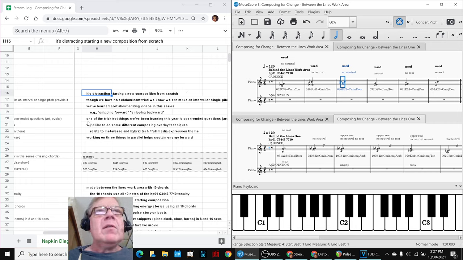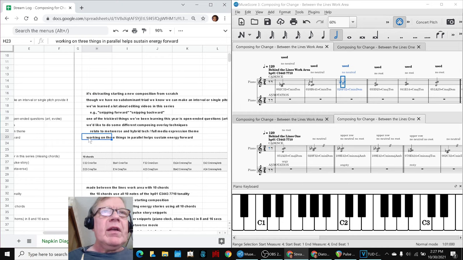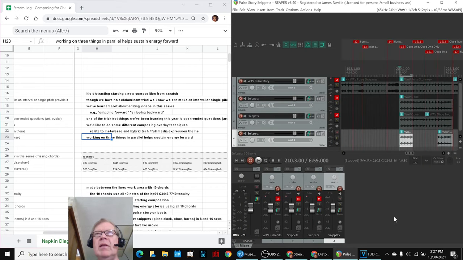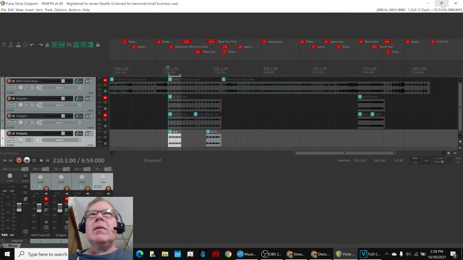We also decided to work on three things at the same time because working on three things in parallel helps sustain our energy moving forward. So in the last stream, we had been looking to take snippets out of previous work, and we have used a previous composition called Pulse Story and extracted a few little pieces out, like this one, Oboe One only.